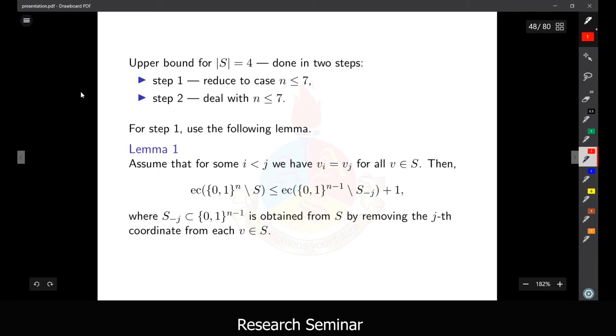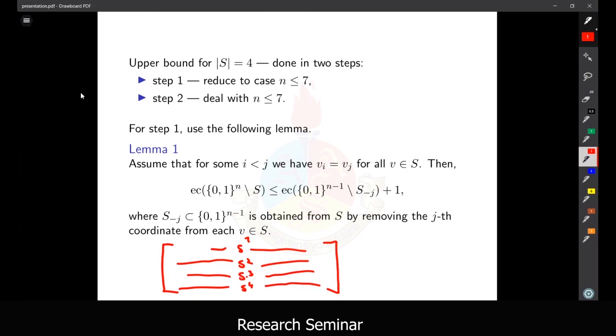So for the first step, we want to use the following lemma. So we assume that for some indices i smaller than j, we have the equalities for all vectors from our set S. This assumption we can write in a different way. Namely, we can consider a matrix. In each row of the matrix, we write some points from our set S. So we have the first vector, we have the second vector, and so on. We actually have 4 vectors now.